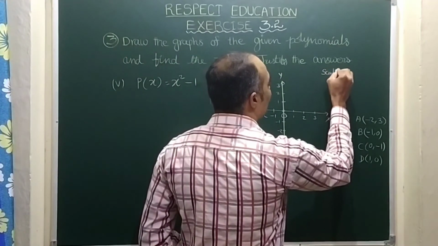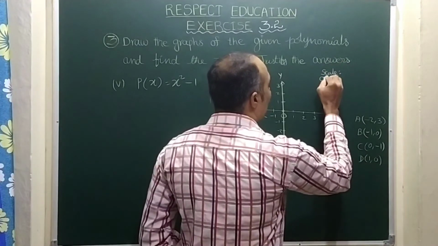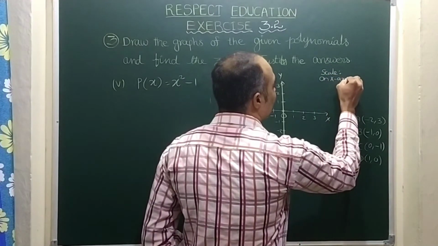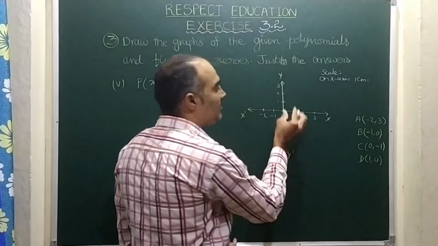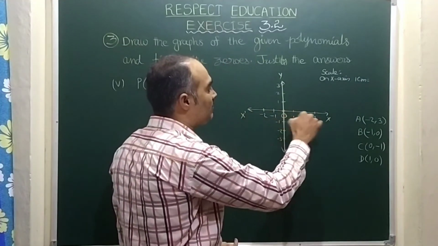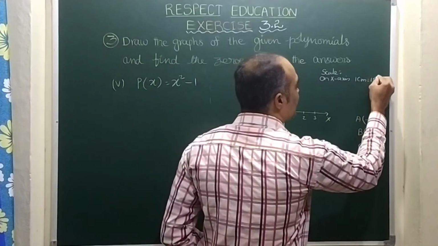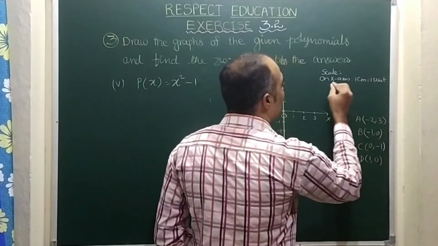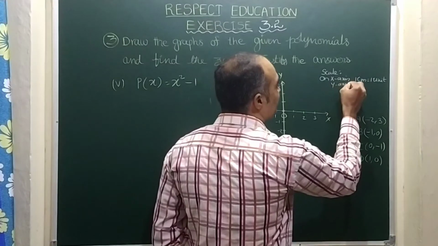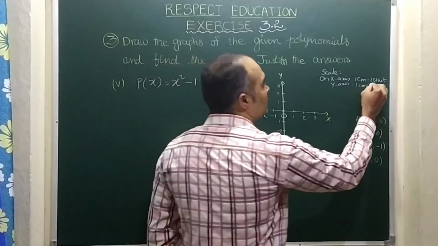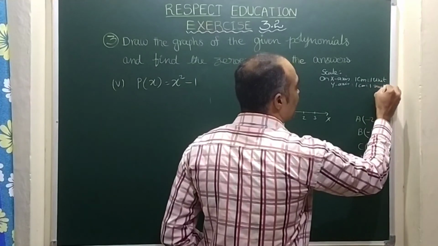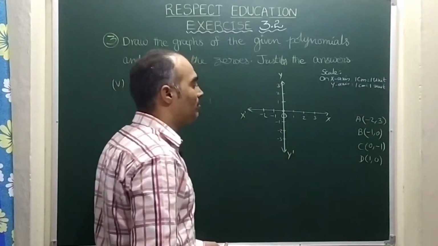Now before starting the graph, let us write the scale also here. Scale on x-axis: 1 centimeter is equal to 1 unit. Here I have taken 1 centimeter as 1 unit. On y-axis, here also I have taken 1 centimeter as 1 unit only. So 1 cm equal to 1 unit. Now let us start the graph.